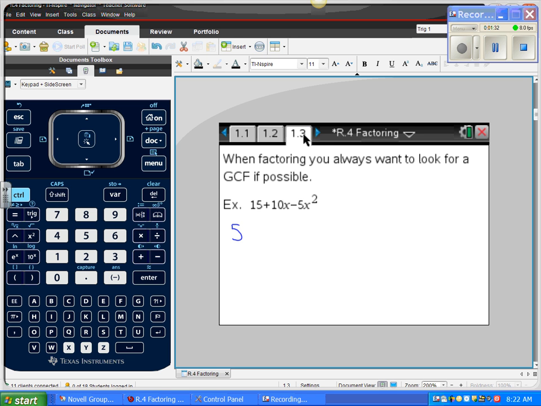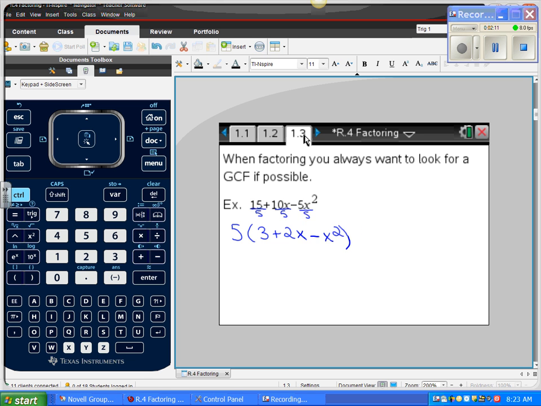The next thing you want to look for is a variable, if you can take a variable out. Our first term is 15. It doesn't contain a variable, so we can't pull a variable out. Each term doesn't include one. So we're just going to pull out the 5. Now, the way that we get what goes into the parentheses is by taking our GCF and dividing each term by it. So 15 divided by 5 is 3, plus 2x, minus x squared. And we have our GCF pulled out. So that's factoring out a GCF.